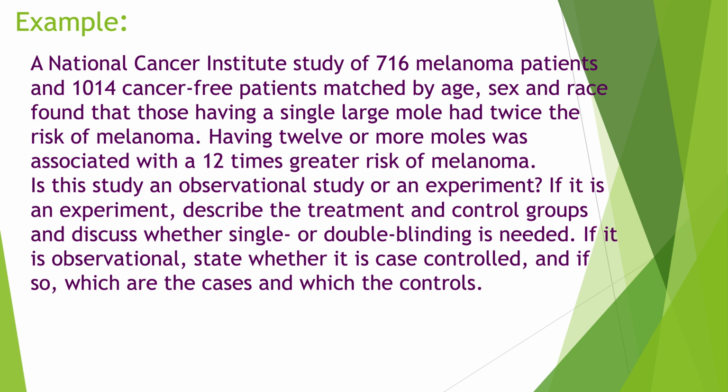So they made sure that the groups matched by age, male, female. For example, one type of cancer is called prostate cancer. Only men get it. Women don't have a prostate. So you have to be careful about that. And race, because there are certain illnesses that are far more prevalent in one race than the other. So they found that those having a single large mole had twice the risk of melanoma of someone not having a large mole. If you have 12 or more moles associated with it, 12 times greater risk of melanoma.